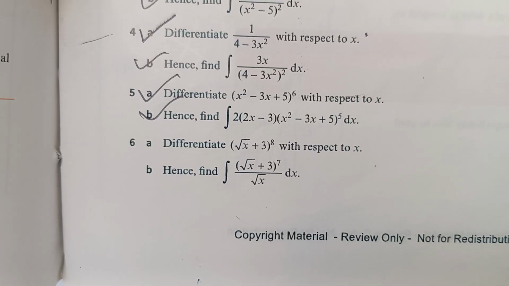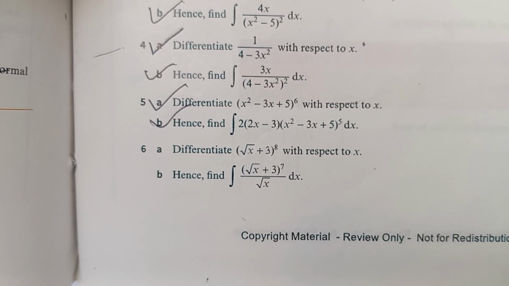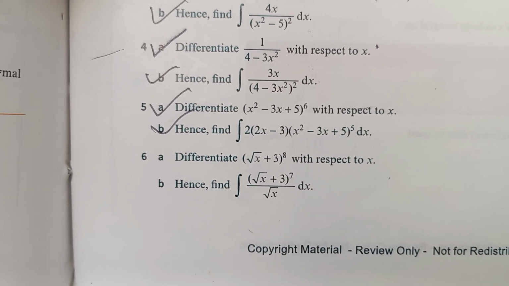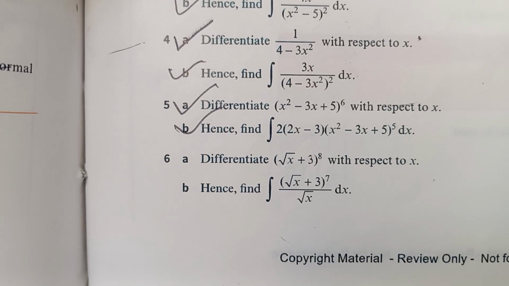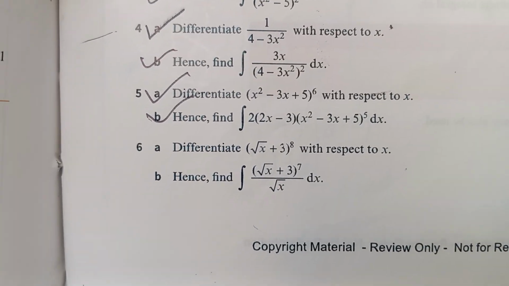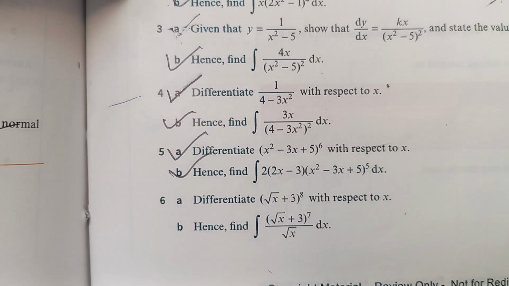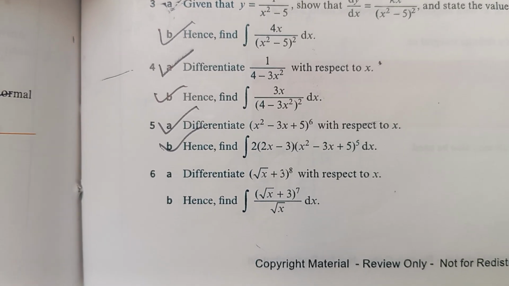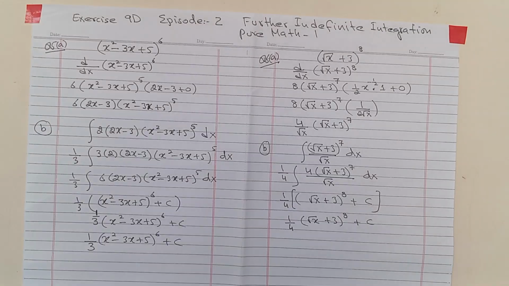It says: differentiate (x squared minus 3x plus 5) whole raised to power 6 with respect to x. This is the A part. And the B part: hence find the integral of 2 into (2x minus 3) into (x squared minus 3x plus 5) whole raised to power 5 dx. So here we have this question number 5.